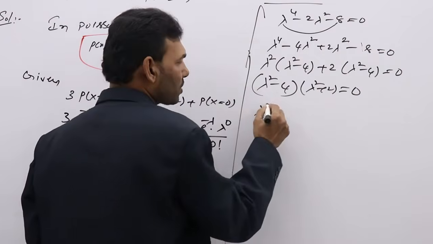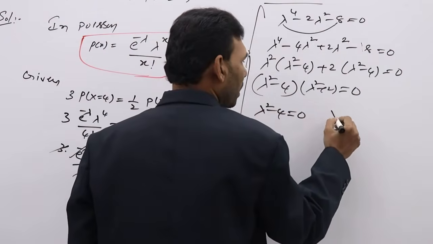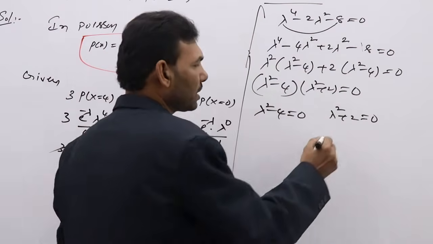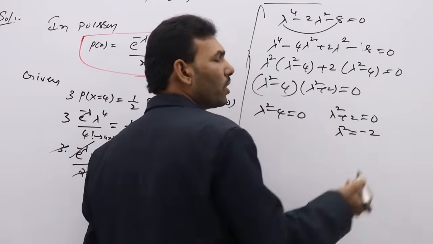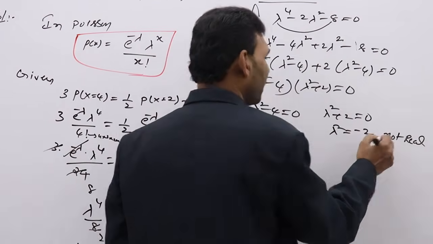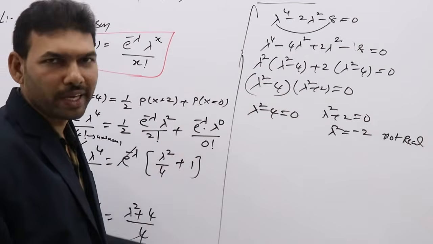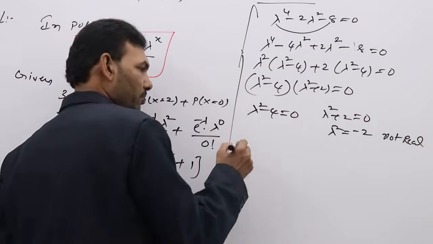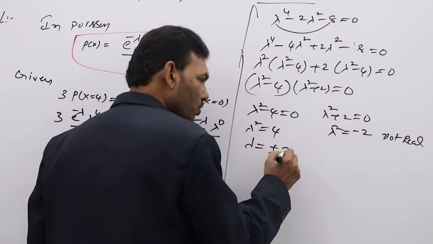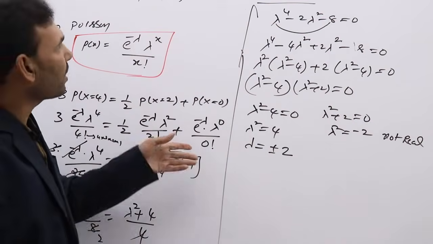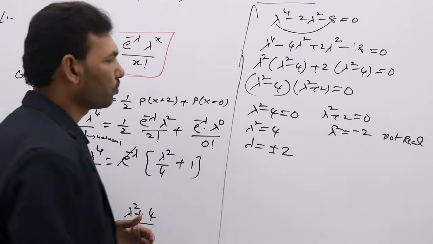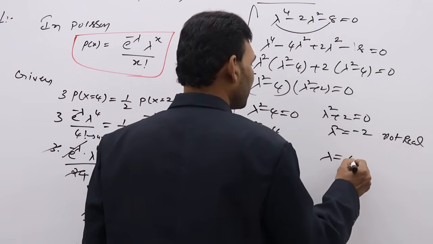Now lambda square minus 4 equal to 0 or lambda square plus 2 equal to 0. The second gives lambda square equal to minus 2, lambda equal to root minus 2, which is not real. So we won't take this value as lambda, because lambda is the mean, it should be real, especially positive. Lambda square equal to 4, lambda plus or minus 2, root 4. But lambda is the mean, and mean is always positive, never negative. Lambda equal to 2. So the first part, the mean of x, is evaluated.